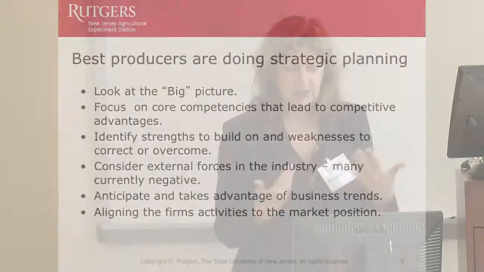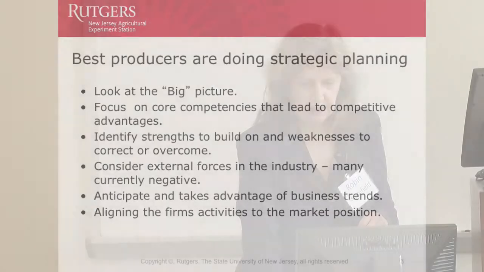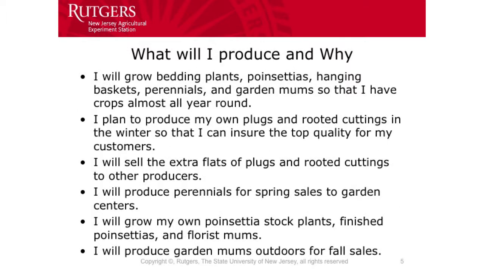So again, getting back to your core competencies, so your comparative advantage, looking at the big picture, building on strengths and overcoming weaknesses, and considering those external forces, and then aligning with the business trends. So we're going to talk a little bit later about business description, but again, how is your farm unique? What are your customers? Where are you located? Who's the owner? These are all things that we can think about in the SWOT analysis. What are your financial capabilities and so forth? What you'll produce and why.